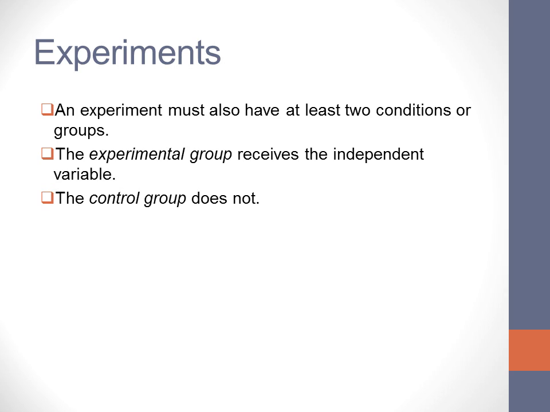An experiment must also have at least two conditions or groups. An experimental group receives the independent variable, or receives the treatment. I think that that's a better way of saying it. And the control group does not. So the experimental group is the thing that's manipulated. The control group is manipulated by not having a manipulation, or not having the treatment.